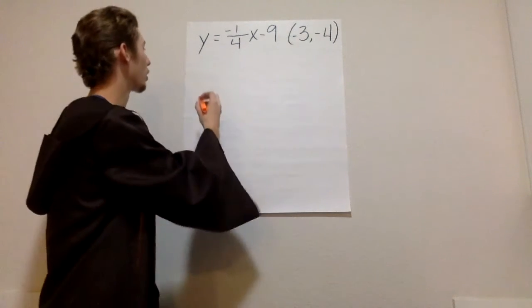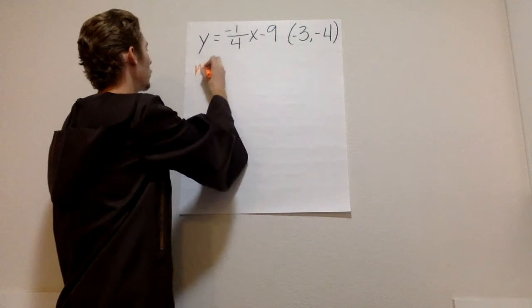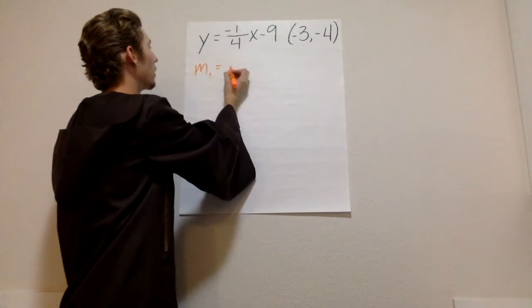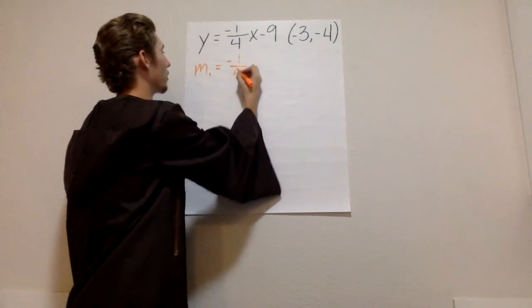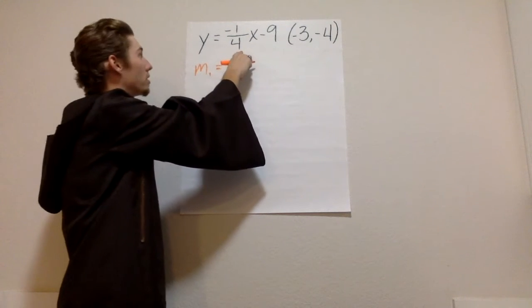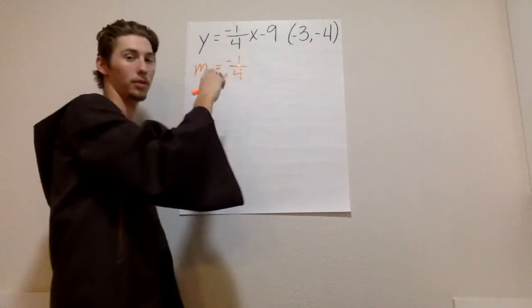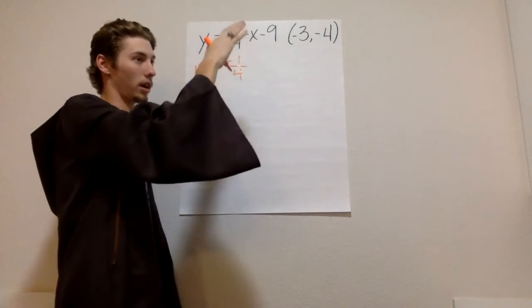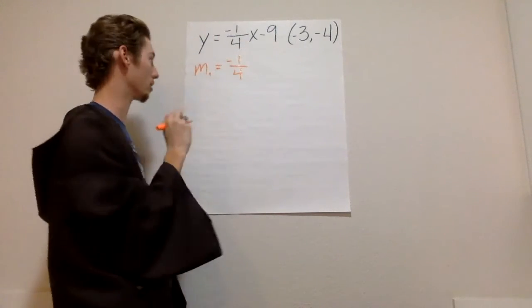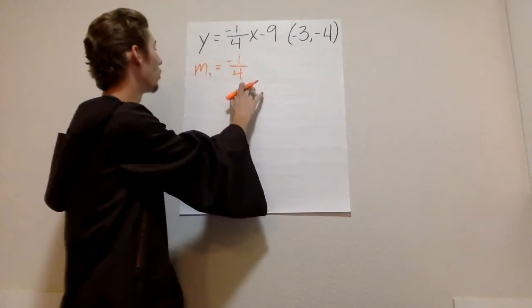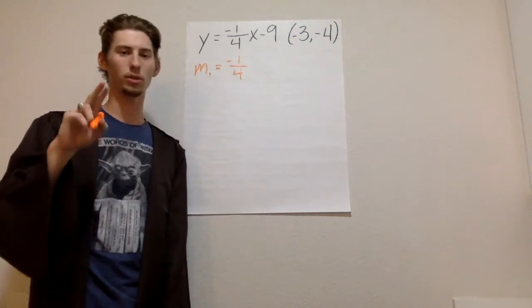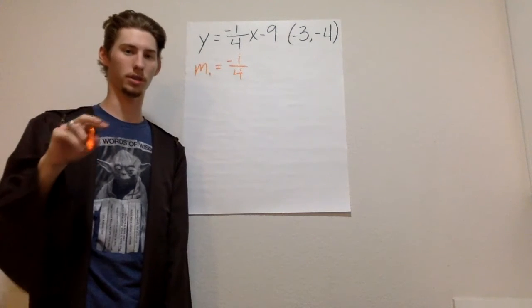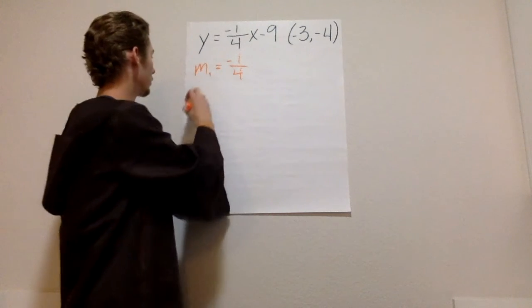Okay? So our current slope, I'm going to call that m1, of the original, is -1/4. We got that from the slope-intercept form of this equation. If it was in point-slope form, we'd know to look outside the parentheses where the x values are. But m1 is negative 1/4.